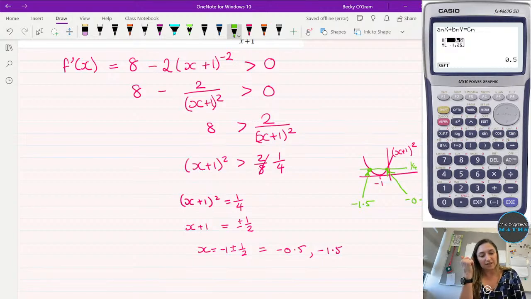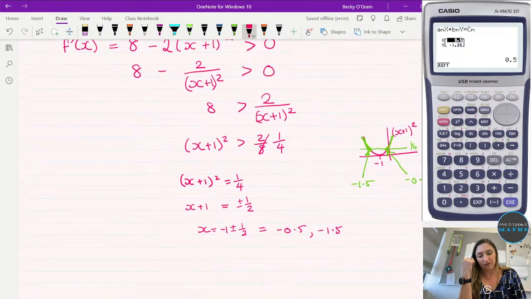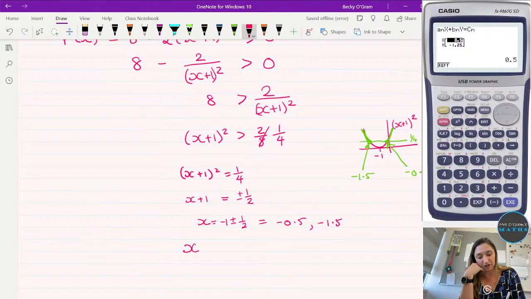So back to our picture, this one here is at -1.5, and this one is at -0.5. What that means is now if we're looking for where we go above the quarter line, we're looking for everything to the right of -0.5 and everything to the left of -1.5. So that helps us to write down our final solution. x has to be less than -1.5 and x has to be more than -0.5.